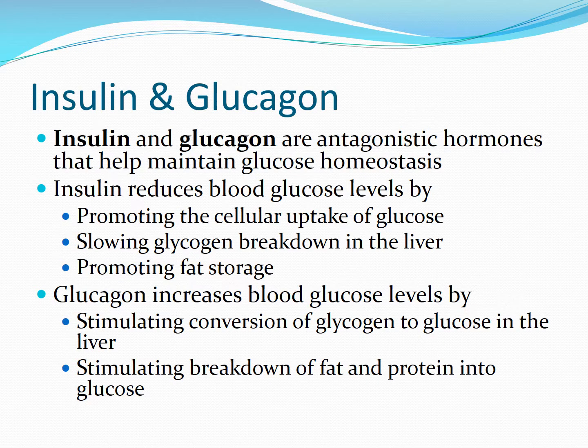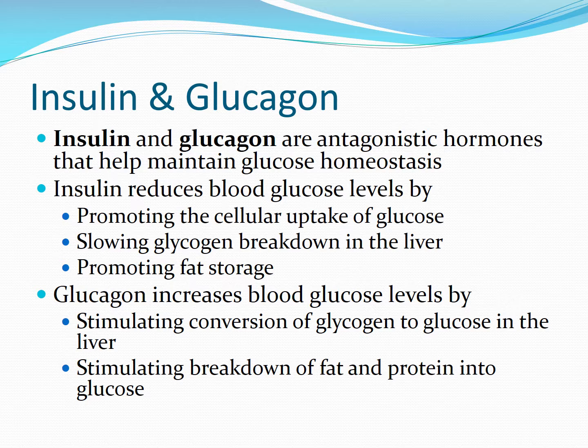So a really important example of hormones would be insulin and glucagon. I would definitely make sure that I understand and I know insulin and glucagon, because I could totally see this being one of the examples they would use. So insulin and glucagon are antagonistic hormones, okay? So what that means is that they work against one another. Insulin is going to reduce your blood glucose level, while glucagon is going to increase the blood glucose level. So you see how they work opposite of each other.